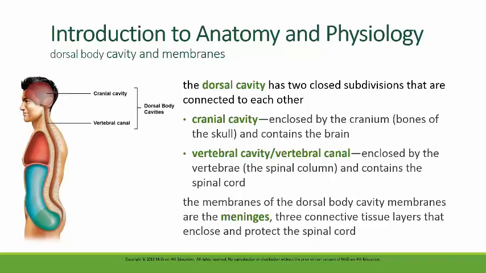The membranes of the dorsal body cavities are referred to as the meninges, and there are three layers of connective tissue that surround, enclose, and protect the spinal cord and the brain. I should include the brain in there, because there are meninges surrounding the brain as well. When we get to the nervous system, we'll look more closely at the three layers of the meninges and try to make more sense of them. So pretty straightforward here with the dorsal body cavities, the cranial cavity and the vertebral canal, with the meninges surrounding the brain and the spinal cord.